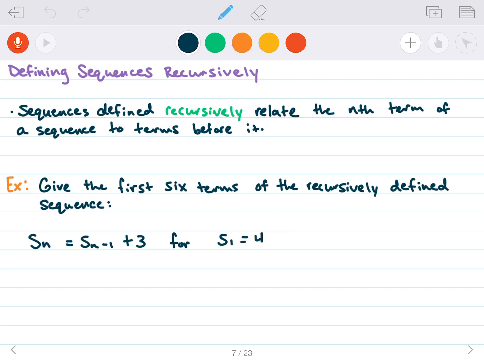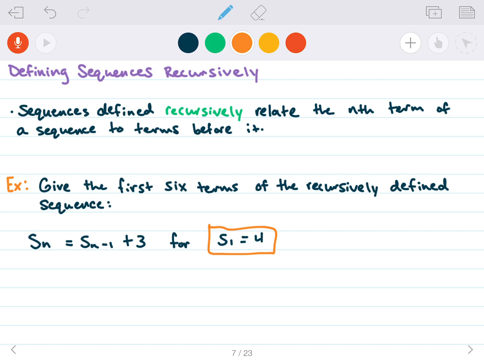Okay, so let's talk about another way we can define sequences, and that is recursively. So basically, recursive means that you're defining something in terms of things that came before it, okay? So these are not too hard to do. So let me just show you guys with an example. It says, give the first 6 terms of the recursively defined sequence S sub n equals S sub n minus 1 plus 3, and they tell us that S sub 1 is equal to 4.